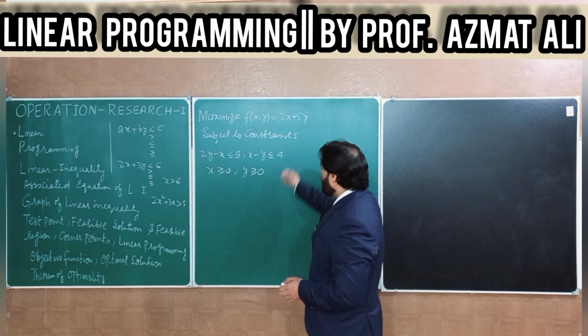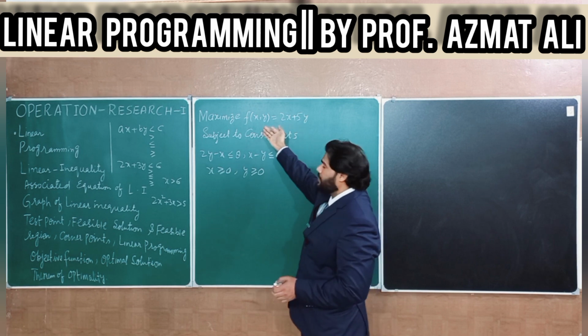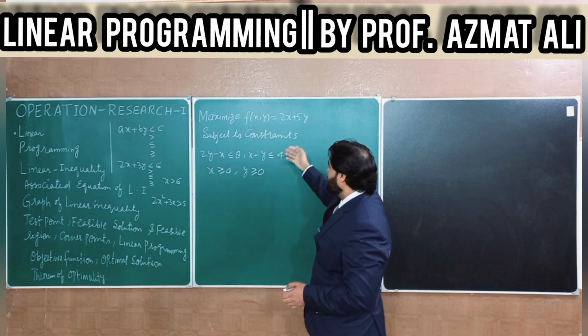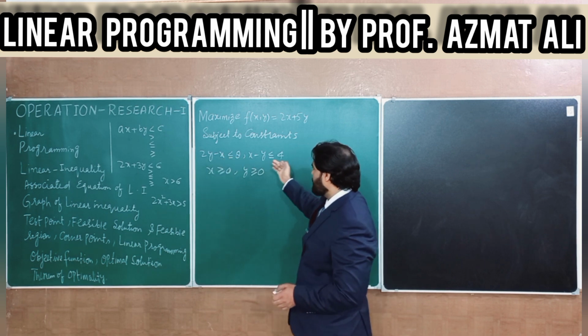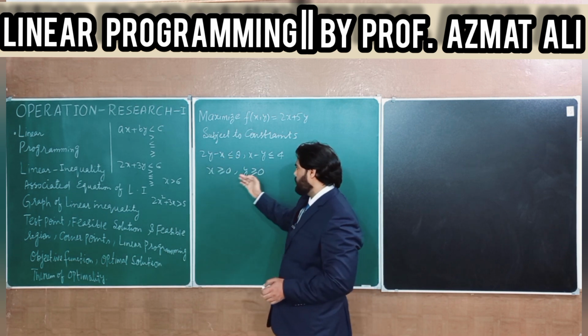Suppose I have a question: maximize the function f(x,y) = 2x + 5y subject to the constraints 2y - x ≤ 8, x - y ≤ 4, where x ≥ 0, y ≥ 0.